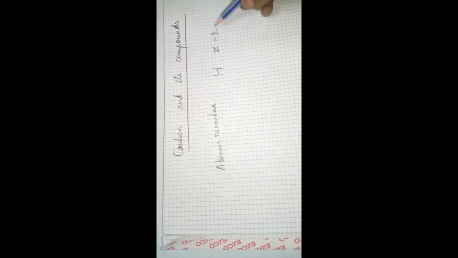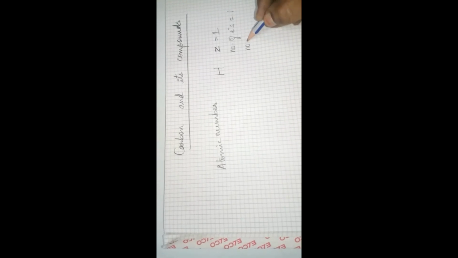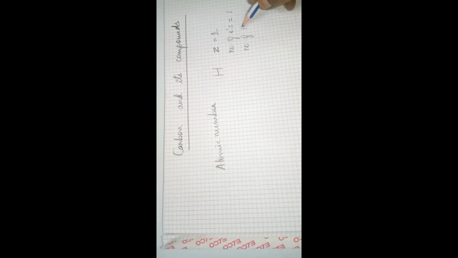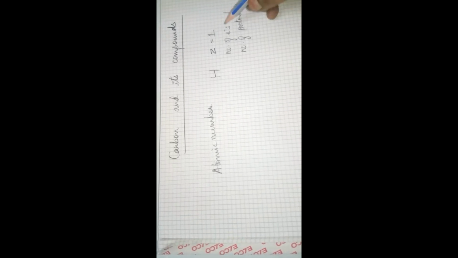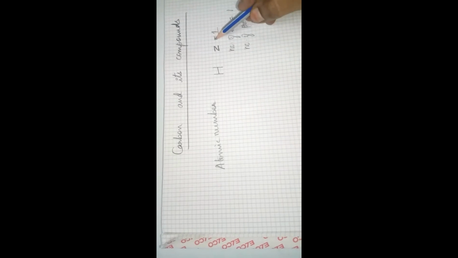So, what does it mean? It means the number of electrons in it is 1 and the number of protons in it is equal to 1. So, Z is the atomic number for hydrogen, which is 1. The number of electrons present in hydrogen is 1, and the number of protons is equal to the number of electrons, which is equal to 1.